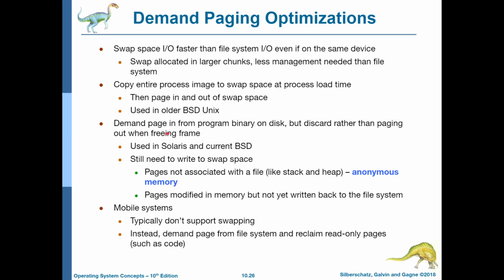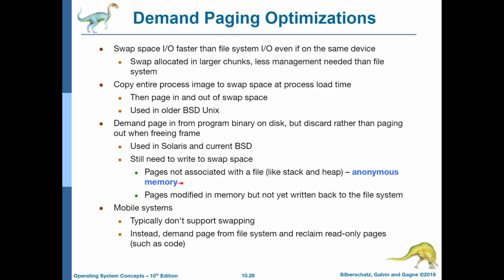You can demand page from the program binary on disk, but what you do is discard rather than page out. If you've got a binary program, on most systems a page is execute only and you cannot write to it. So why in the world would you swap that to disk? You could just simply release that page. While that does not eliminate the need to read a page, it will eliminate the need to write, thus cutting our access time in half.